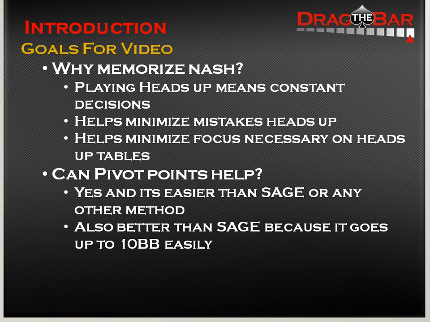I use a method of pivot points, a specific method of pivot points to play the Nash equilibrium. And there's a condensed enough set of pivot points that you can memorize them easily. Now there are some other systems out there which you can use to play Nash. One is called Sage. That's probably the most popular version that's out there right now. But this system is really better than Sage because Sage really only goes up to about 8 big blinds deep. And it turns out that we can actually get a full 10 big blind Nash system memorized easily using my pivot points. And it's good because a lot of times in sit and goes you're going to be facing 10 big blind situations, so Sage isn't going to help you that much.